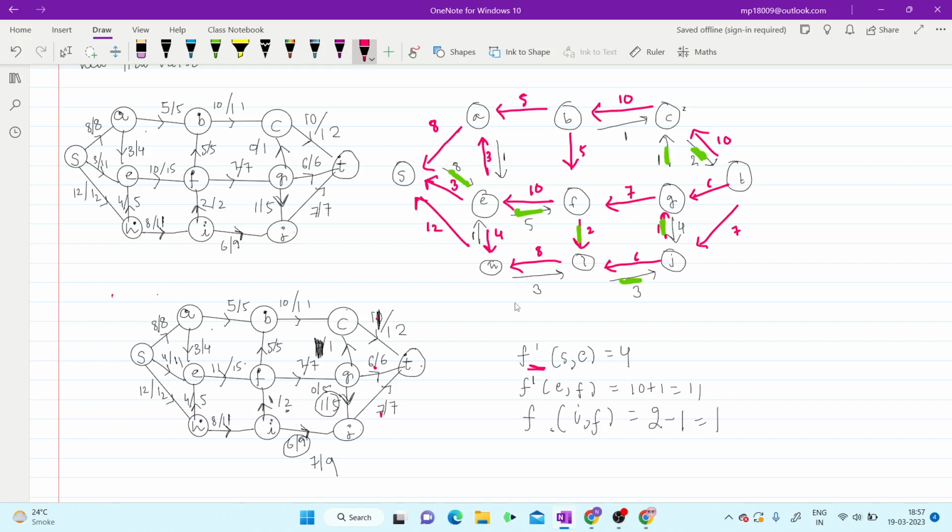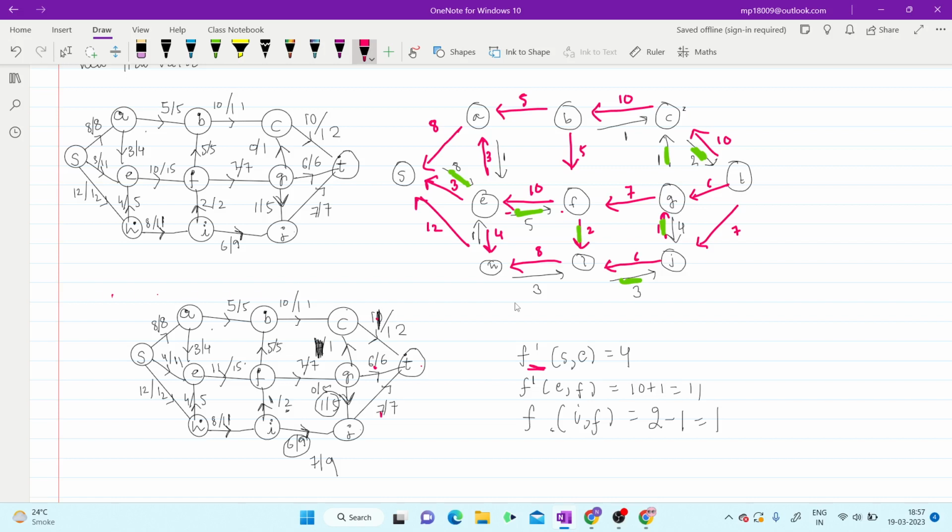Now the next edge is EF. EF has flow value 10, and it is an edge in the forward direction, so you add 1 and make it 11. The next edge is FI. This edge is in the opposite direction, so it has flow value 2, and you subtract the path capacity. You do this for all the edges appearing in the path, and the edges which are not appearing in the path keep the same flow value.